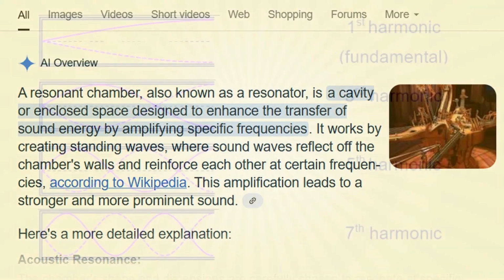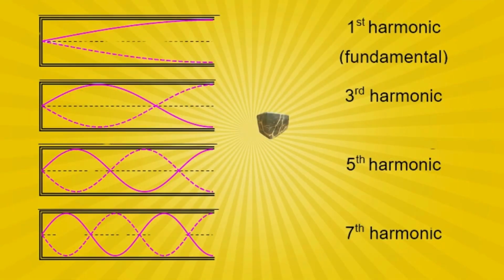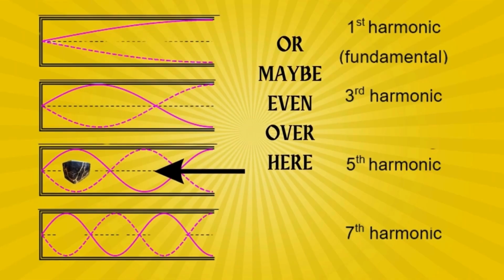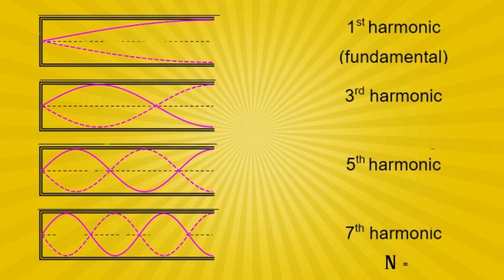I want to take a second to discuss resonant chambers and why the position of an oscillator in a resonant chamber would be important for stacking sound waves. If you have a resonant chamber that's closed at one end, you'll always have what's called a node on the wall at the closed end.